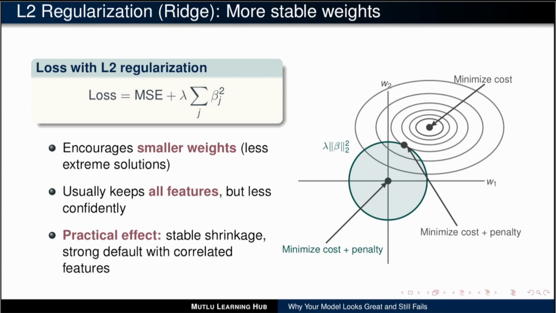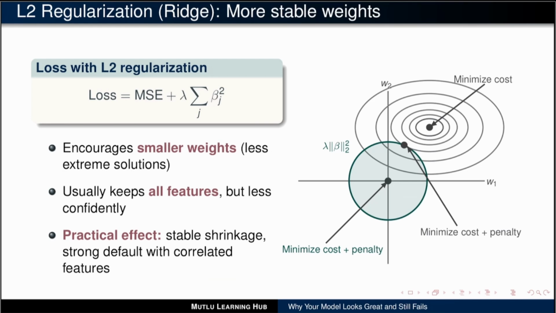Without regularization, we just go to the lowest point of the loss surface. Wherever the minimum is, we take it. But with L2, we are adding a constraint. We are saying you can lower the loss, but you have to stay within a certain budget for the weights. That circle in the picture represents that budget.